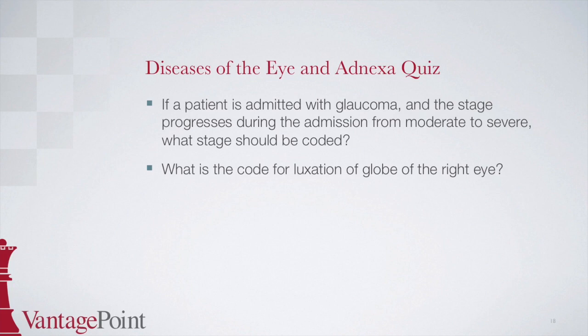The answer to our first question is severe stage, as you want to report the most critical form of the condition. The answer to the second question is H44.821, luxation of globe right eye. To locate this code, start at luxation in the alphabetic index, and indented under this is globe, non-traumatic, which points to H44.82, with a checkbox next to it indicating more digits are required. After finding H44.82 in the tabular, we see that the code for right eye is H44.821.